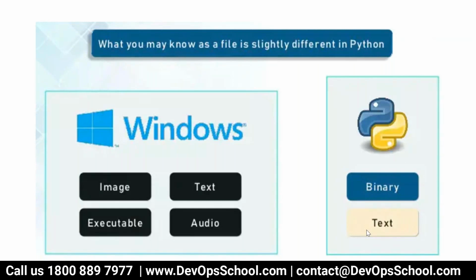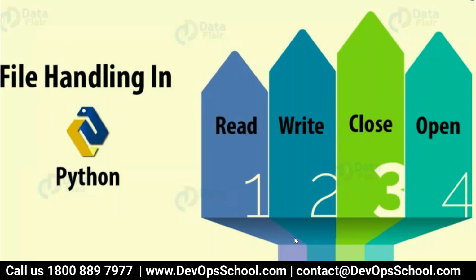What is a file? In Windows, we have different types of files: images are a different file, text is a different file, executable is a different file, audio is a different file. But in Linux, you have either a text-based file or binary. Only two things we have. So understand it this way. What can you do with a file? How can you handle a file in Python? Either you can read a file, or you can write a file, or you can close it after writing or reading it, and open a file.